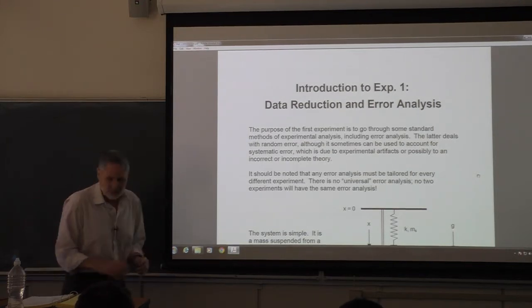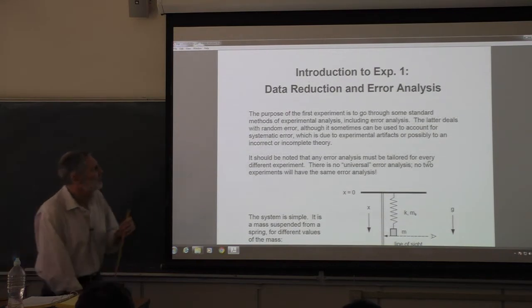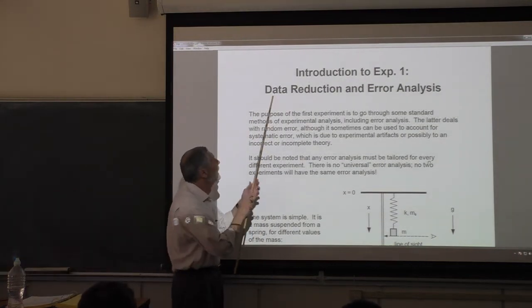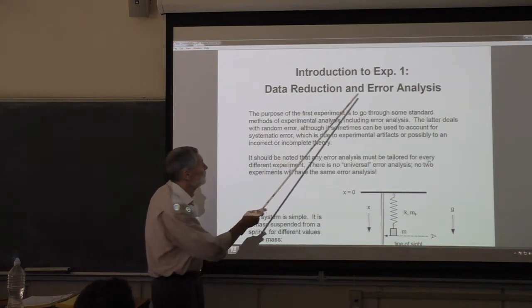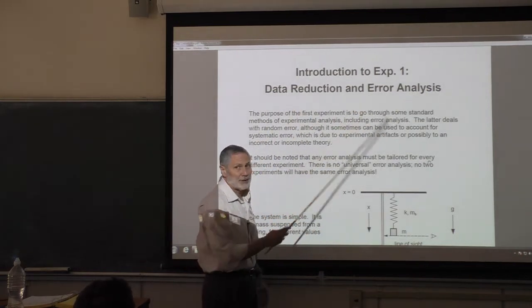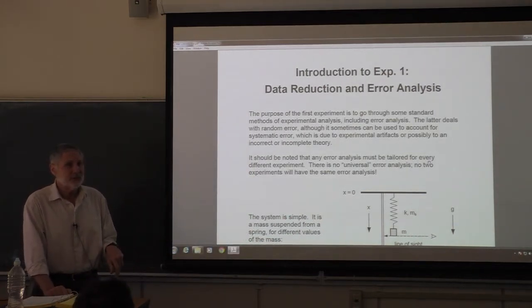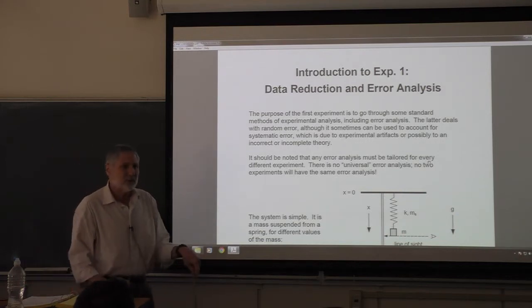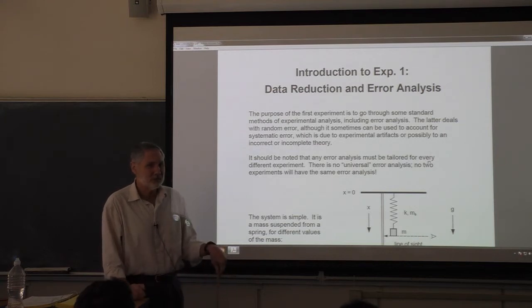So the first experiment is a very simple apparatus. It's really emphasizing how we handle data, how we reduce data to get certain values out. And a lot of it is error analysis. Now, for any two experiments that are different, the error analysis is not going to be the same. You have to tailor it to the experiment. And you learn through experience that you don't want to go overboard on it, because error analysis is inherently approximate. It's very rough.